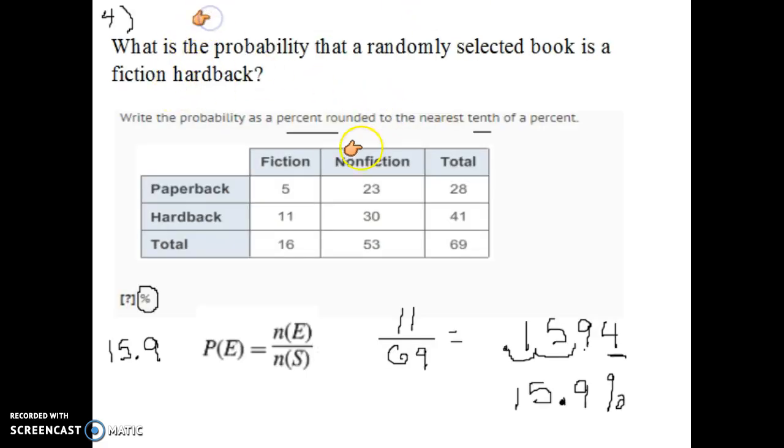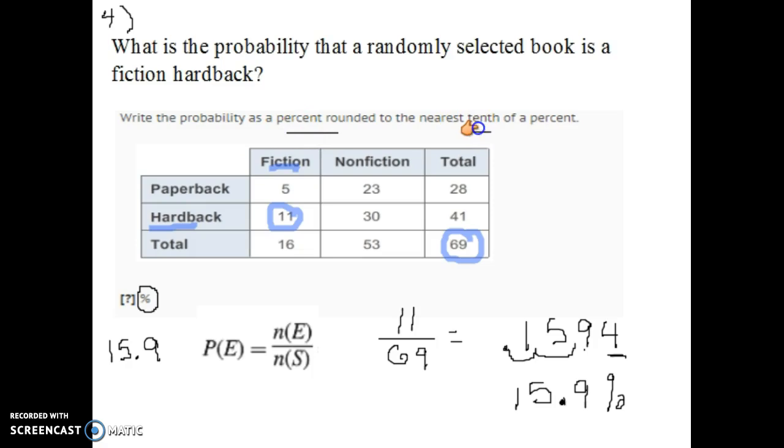Number 4 is another table that they've given you with paperback, hardback, fiction, and nonfiction. So this particular example wants a book that is fiction and hardback. So let's look at hardback and fiction. That intersection is right there. Our total for the table is 69. So 11 out of 69 gives us 0.1594. Now this one, be careful how they want you to give your answer.